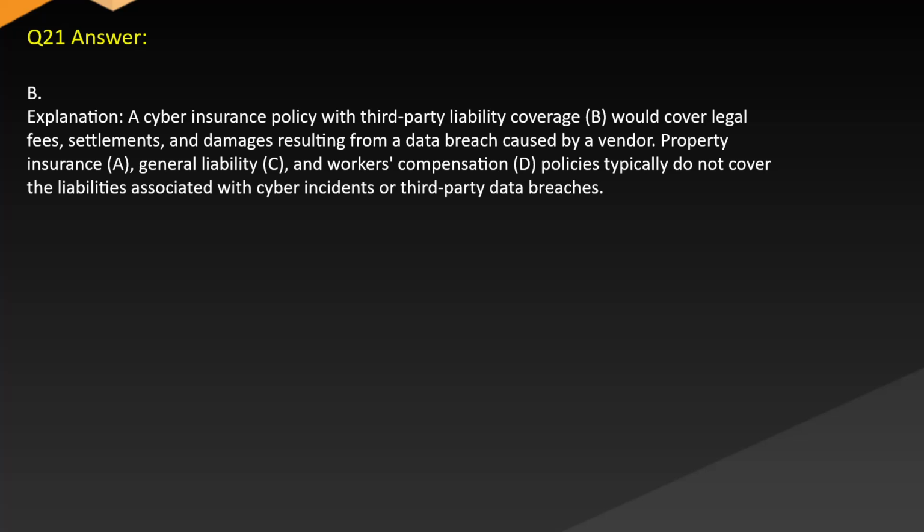Answer: B. Explanation: A cyber insurance policy with third-party liability coverage, B, would cover legal fees, settlements, and damages resulting from a data breach caused by a vendor. Property insurance (A), general liability (C), and workers' compensation (D) policies typically do not cover the liabilities associated with cyber incidents or third-party data breaches.